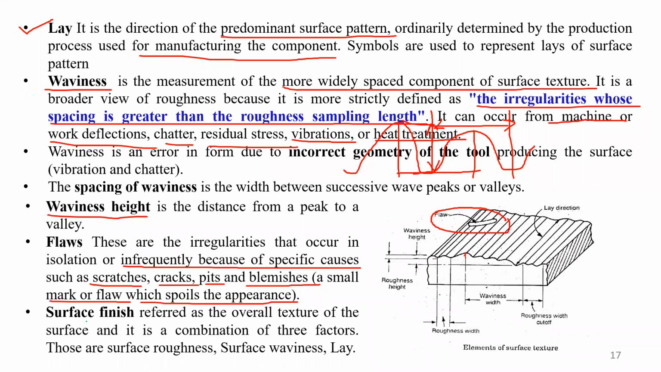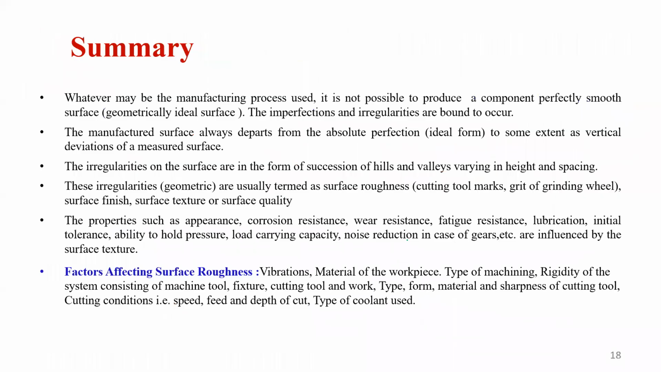Surface finish is referred to as the overall texture of the surface, and it is a combination of three factors: surface roughness, surface waviness, and lay. So this is about today's class. We will summarize today's topic contents.